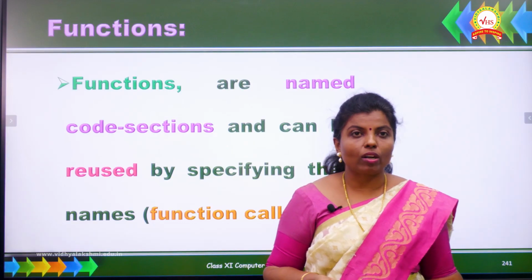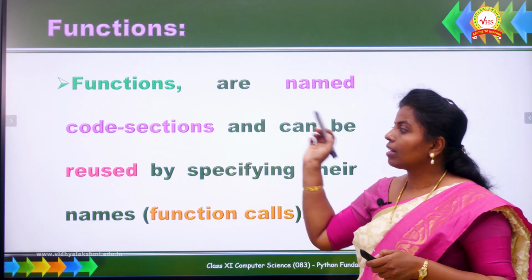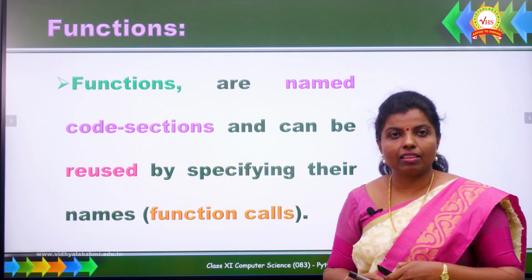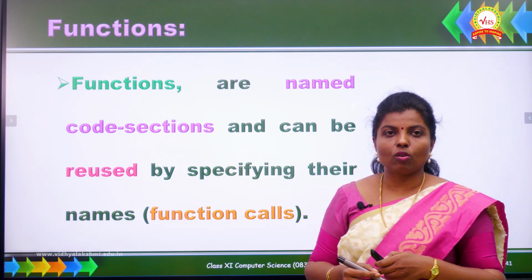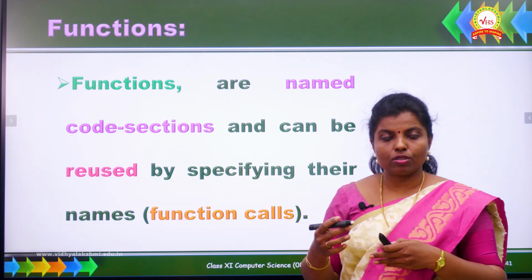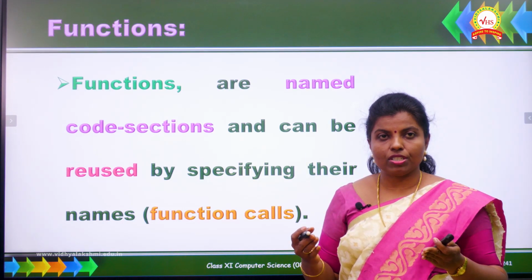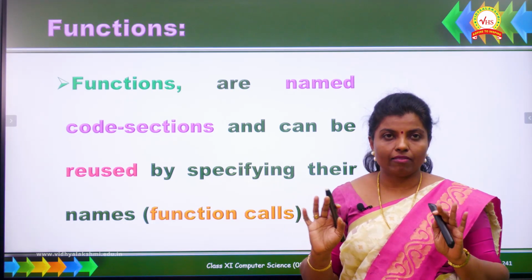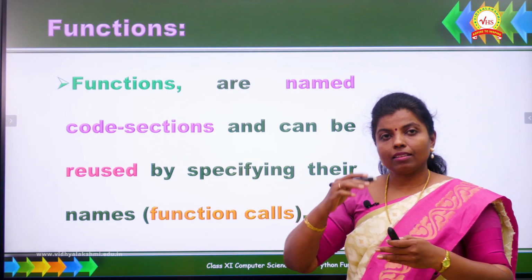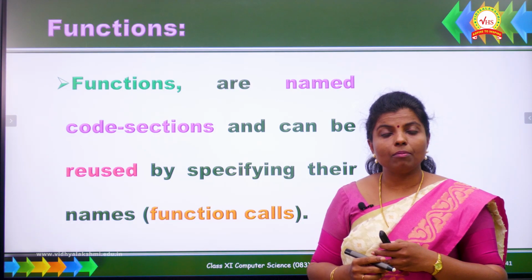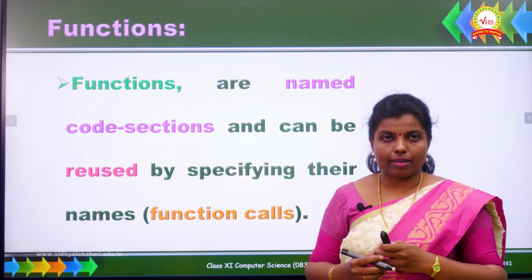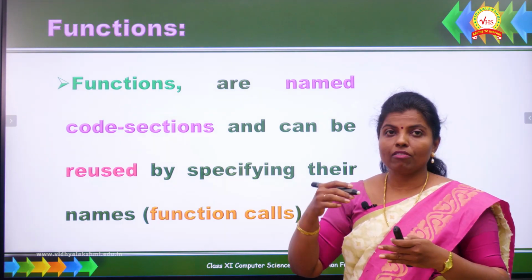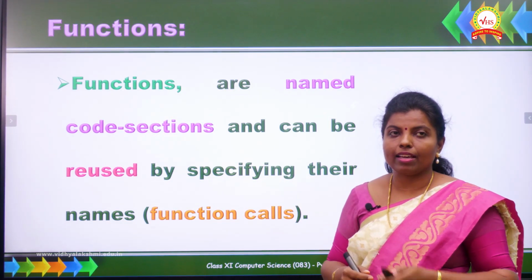Now let us learn what functions are. Functions are named code sections and can be reused by specifying their names. That is, through function calls, the functions can be reused. We write a function definition, but it will not be executed until it is called. Once a function is written, it can be reused any number of times. So when there is a function call, whatever function we have written will be executed.